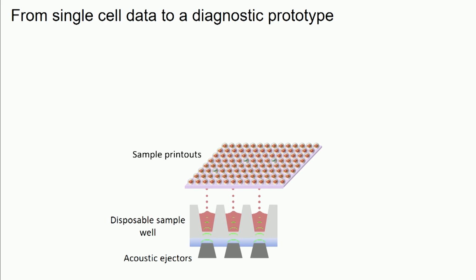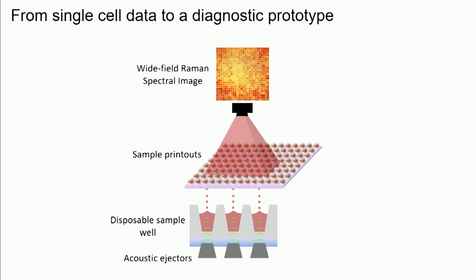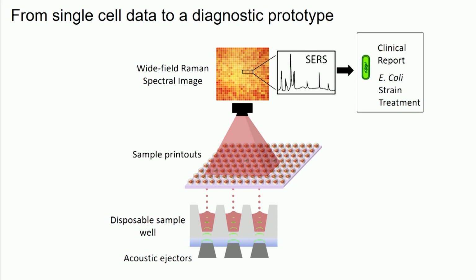Once we have this printout, we can simply use a Raman camera, or a spectral camera, that can take pictures of parts of this printout, and basically all the spectral information coming from each cell will be encoded in groups of pixels of this sensor. Once we have the spectra, we can basically get a report that tells us what infection is in the sample, what antibiotic to use, and what the exact strain is in the sample.